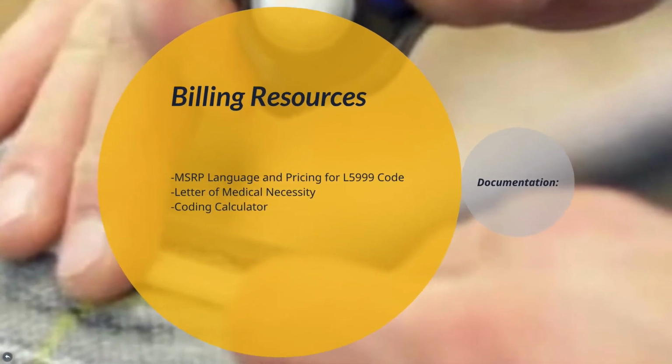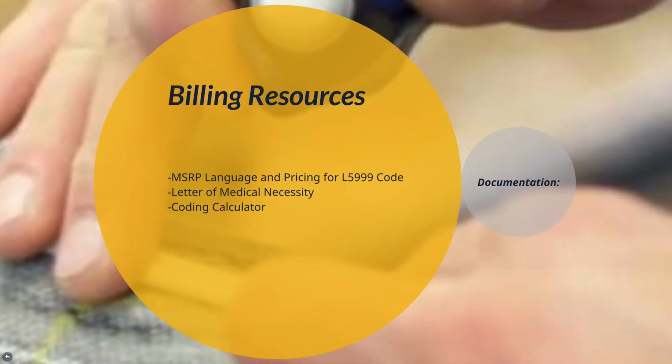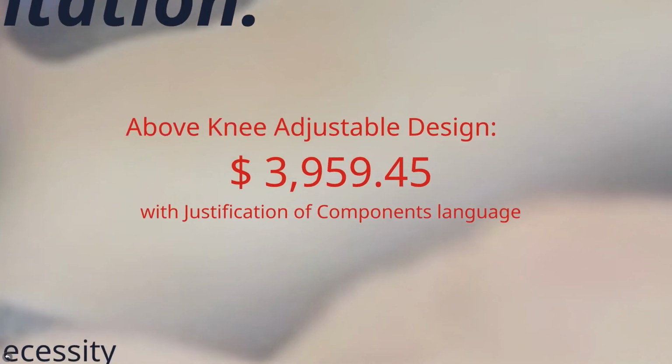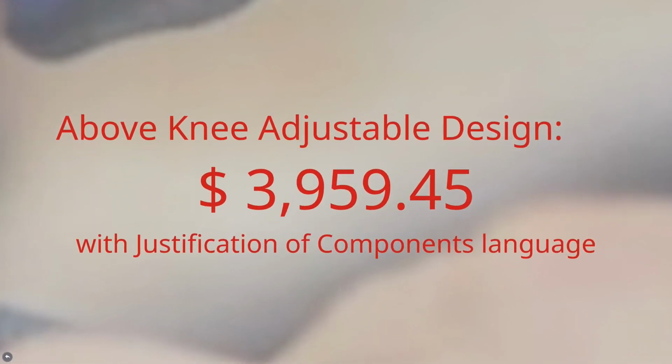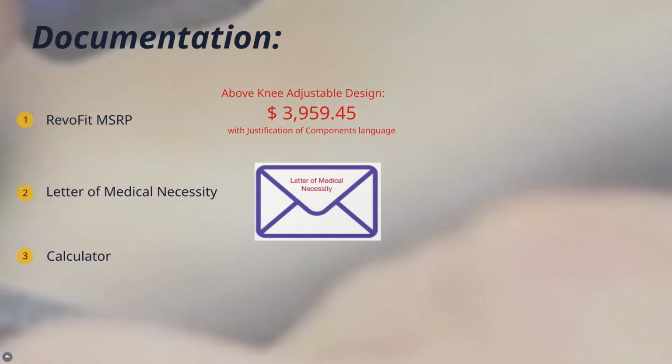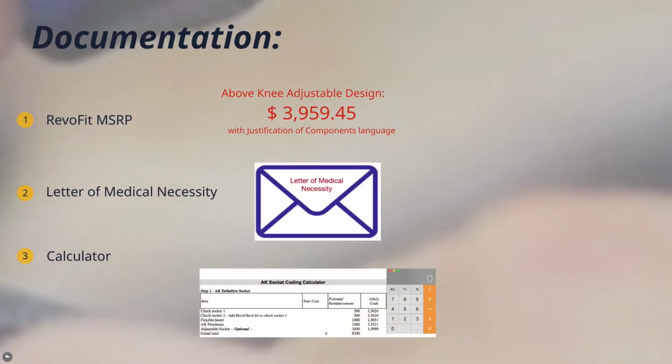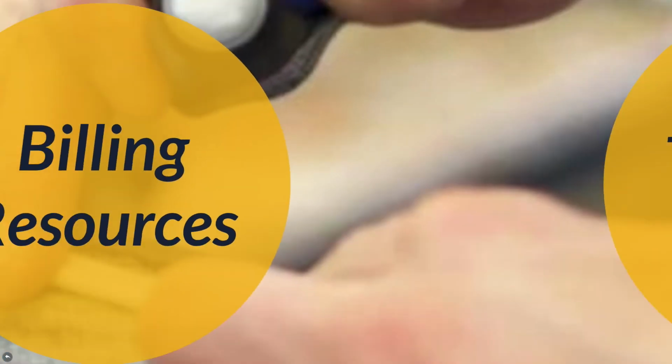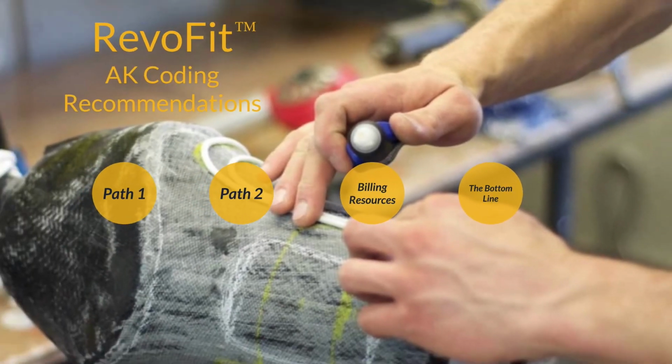To support your billing efforts, we provide on our website ready-to-use documentation to ease the process of submitting for reimbursement of adjustable sockets. Specifically, we have included our MSRP language, justification for components language, and a pre-drafted letter of medical necessity. We also have a handy calculator to help you understand your costs versus the reimbursement you can submit for. Utilizing these resources helps you confidently submit for reimbursement, and you will realize pretty quickly that these steps are well worth the effort.